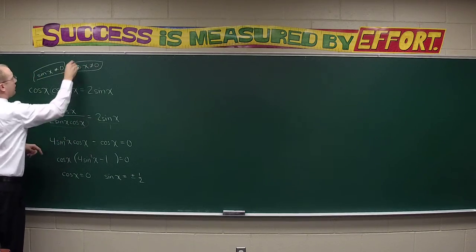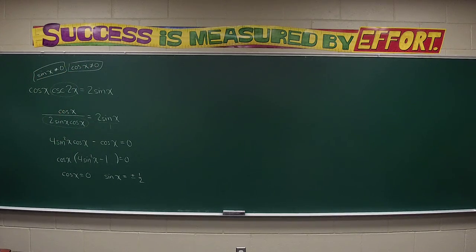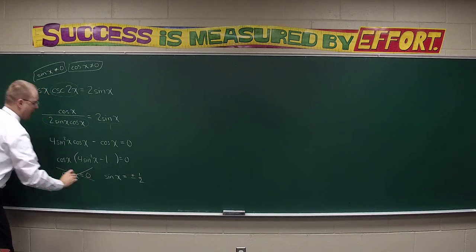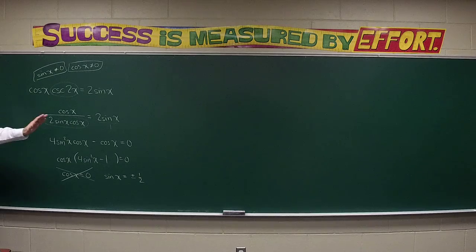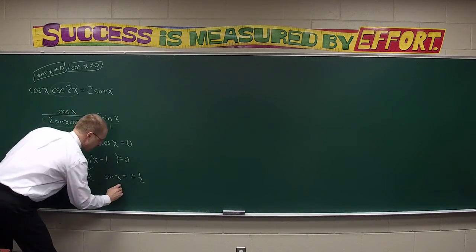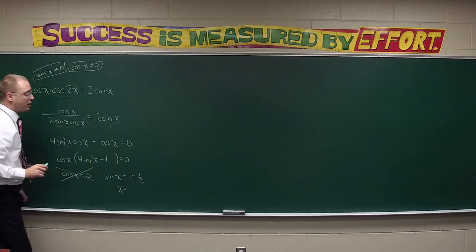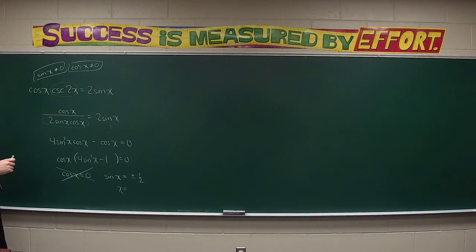So 2 little qualifiers. Cosine equals 0. It says cosine equals 0, but it's not allowed to. So I'm going to rule that out right off the bat. So really all I've got is that sine is equal to positive or negative 1/2. That's going to cut down the answers that I need to find. What do we end up with for chi, anyone?